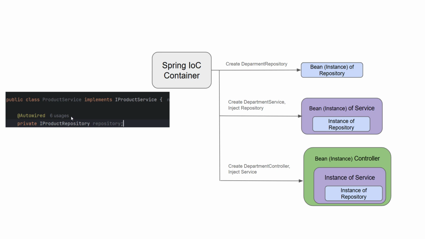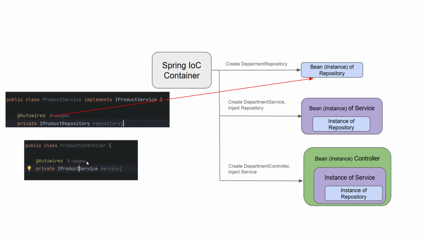For example, here in your product service, you want a repository, and you don't need to call the container and call the method to create the instance or the bean of the repository. You just add an annotation named Autowired here, and the repository will automatically be injected into your product service.